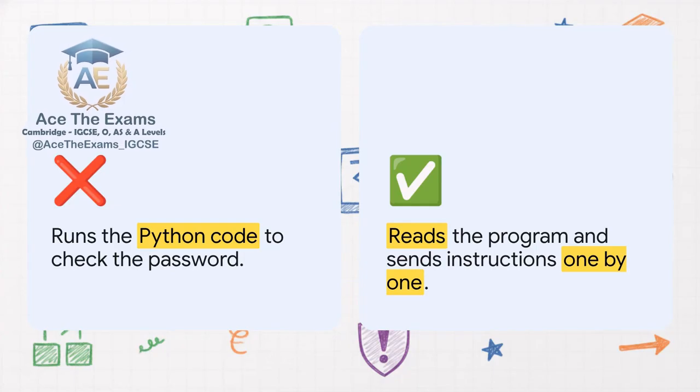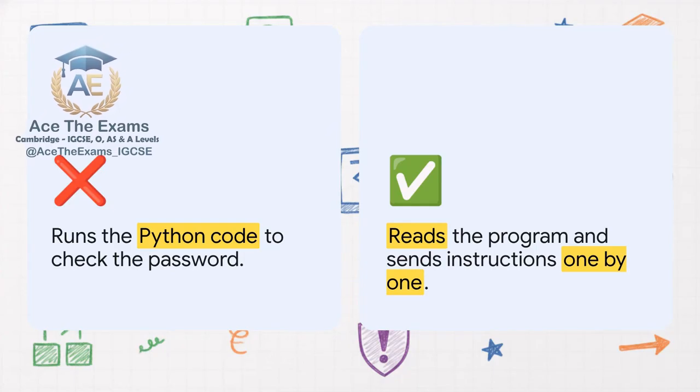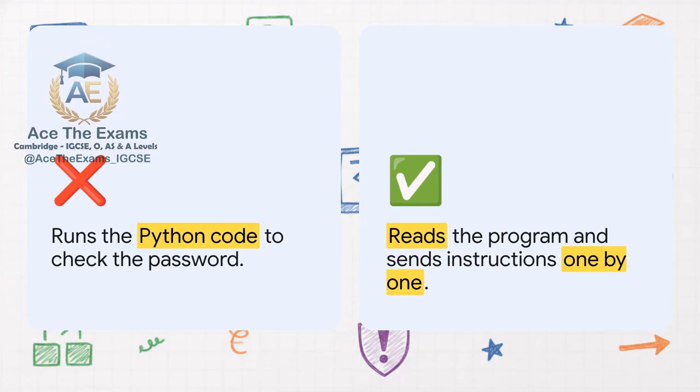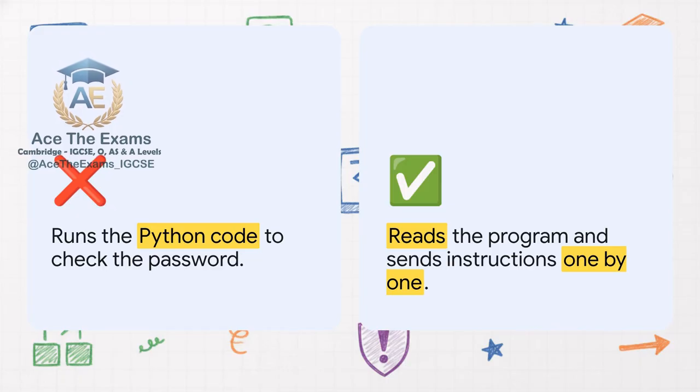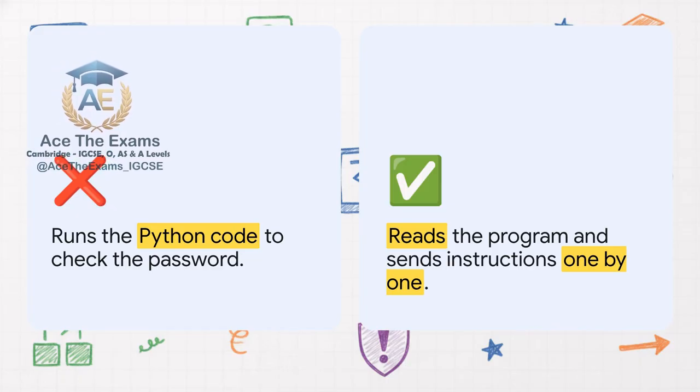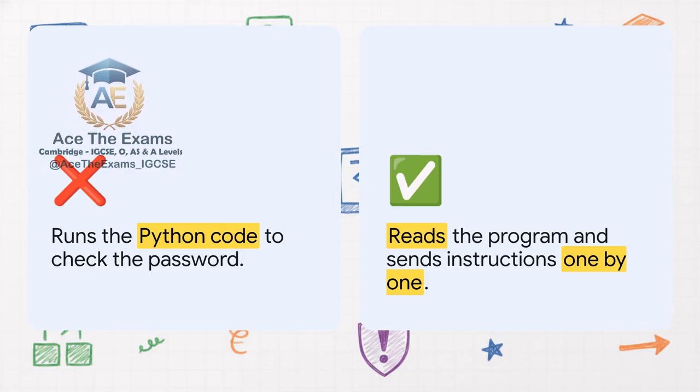All right, let's see how you did and look at the dramatic difference. Remember our generic weak answer? It runs the Python code to check the password for the user. 0 marks. Now compare that to the upgraded top band answer.